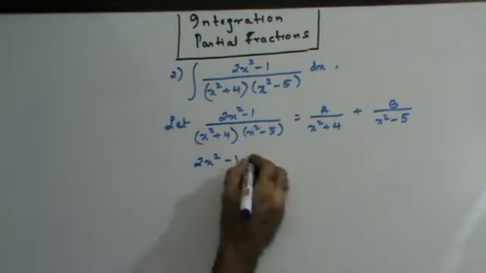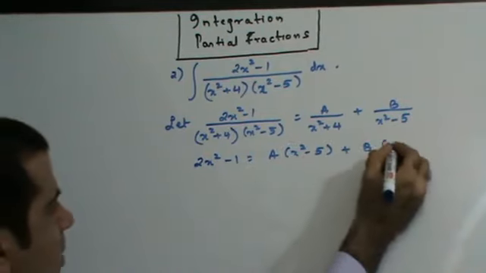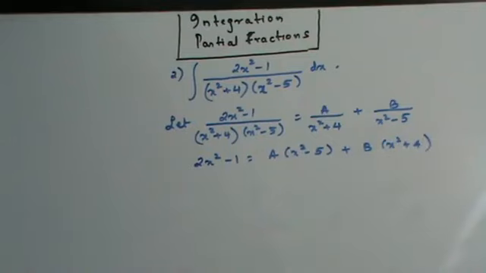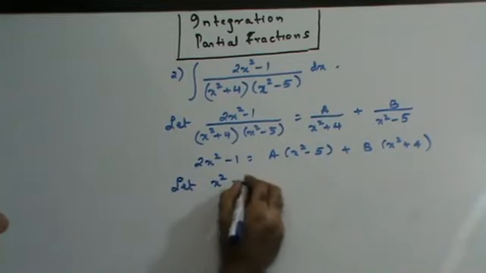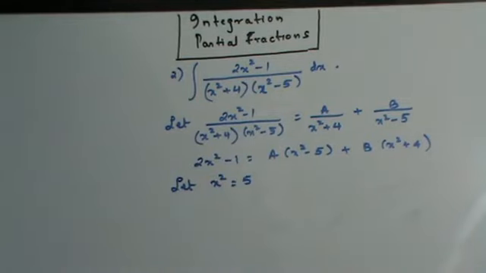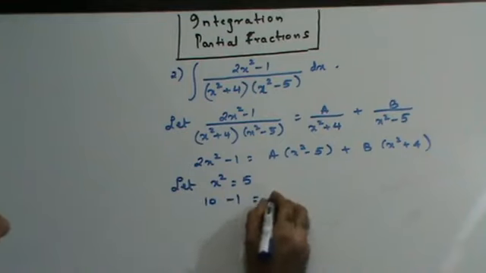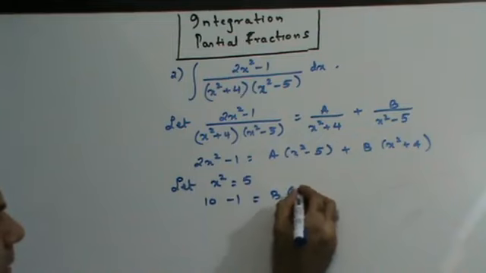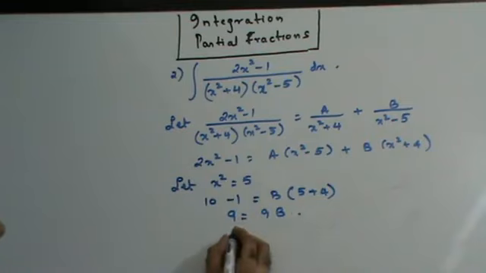LCM 2x square minus 1 equals a times (x square minus 5) plus b times (x square plus 4), common denominator gets cancelled. I need to make the first bracket 0, so I'll assume x square to be 5. So this will be 5 twos are 10 minus 1. This term becomes 0. For b, this is going to be 5 plus 4. So 9 is equal to 9b. So in that case, b is equal to 1.